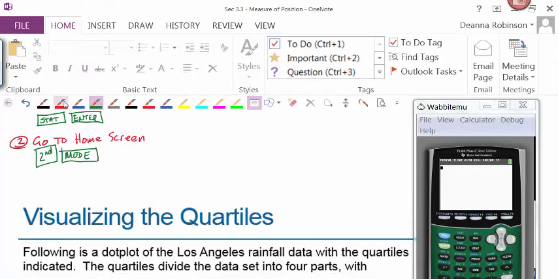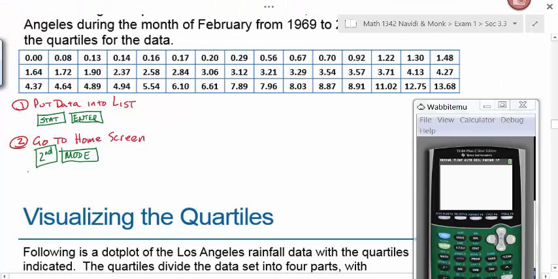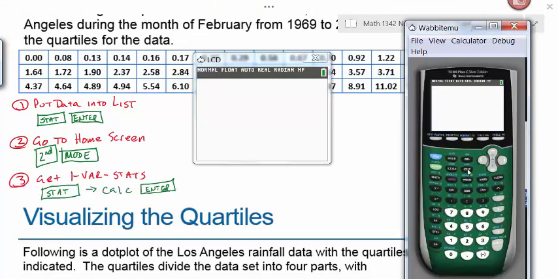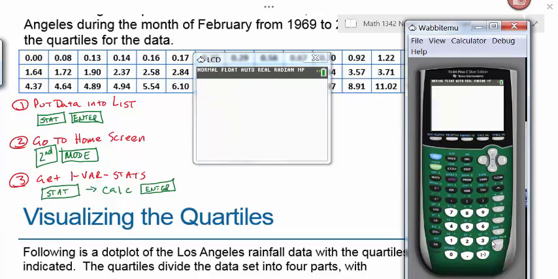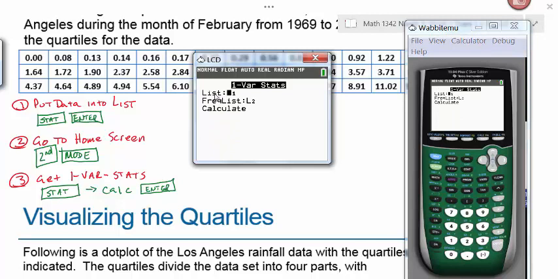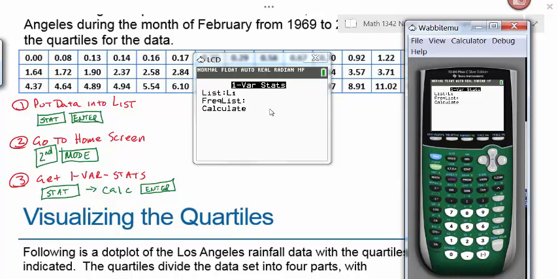Second mode. Then to get our one variable statistical analysis, we hit stat, go over to calc, and then hit enter. And this is what my home screen looks like right now. I don't have a frequency list though. We only use the frequency list if we're going to be doing something with a frequency table. I did put my data in list 1, so for my list I'm fine, but for my frequency list that needs to be blank. So make sure that your frequency list has nothing in it, and then we hit calculate.